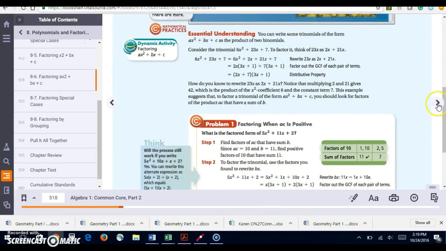The only difference is that when I'm doing this one, I'm starting off with 3 terms, and the other one I'm starting off with 4 terms. But for when my a is greater than 1, I create a 4 term. So I create a 4 term, and then I factor by grouping just like I did. So I hope that this helps.